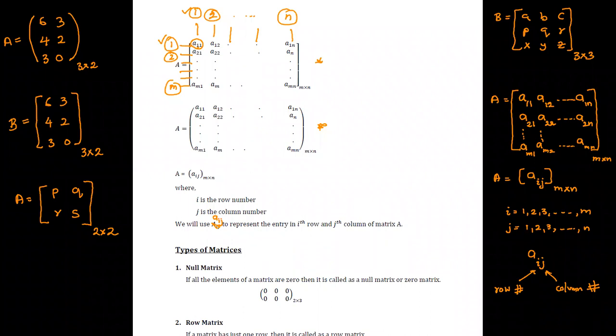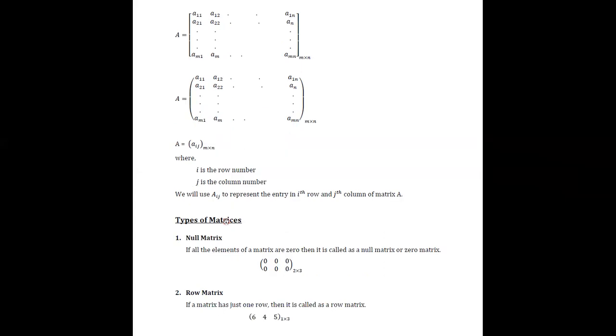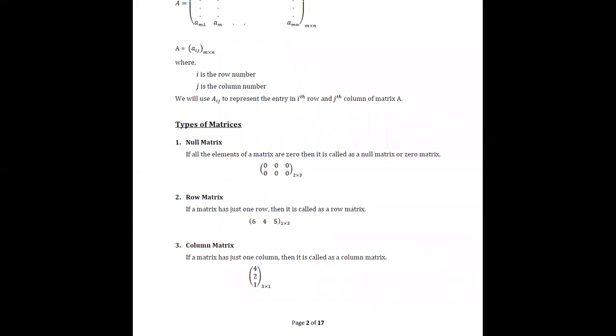Now we will discuss the types of matrices. According to the number of rows and columns, as well as the nature of the elements of a matrix, we identify several types of matrices. The first type that we are identifying is the null matrix. We will first define what a null matrix is. A null matrix is a matrix having all elements as zeros.